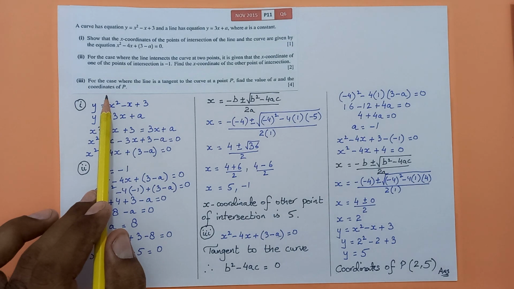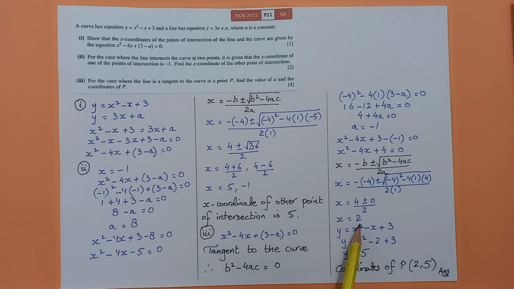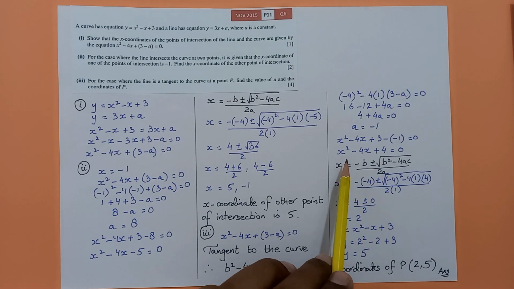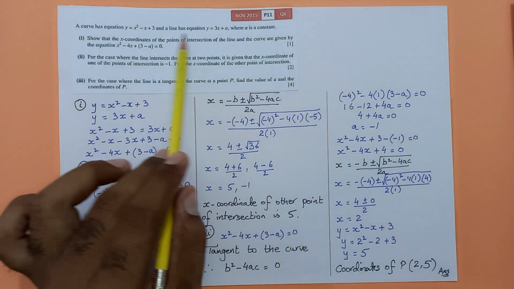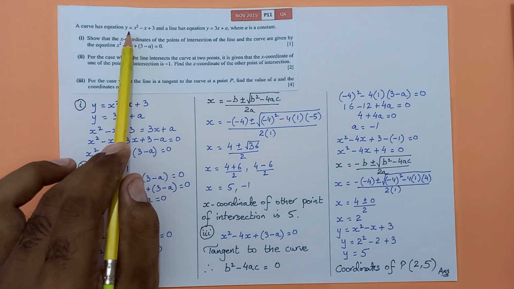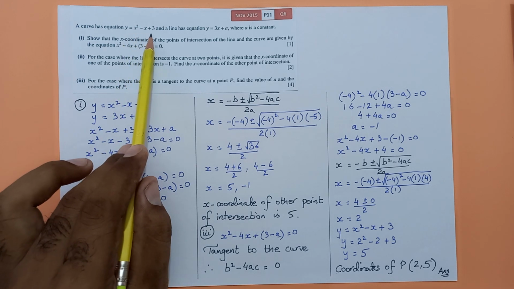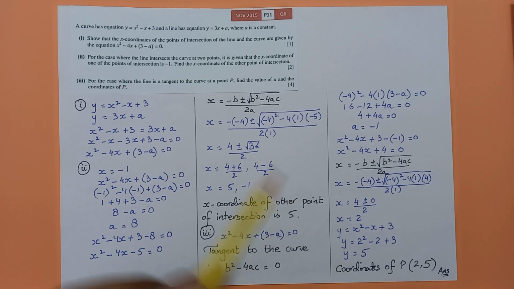Because they are asking us to find the coordinates of P, definitely we need the y coordinate also. We just found the x coordinate, so use the same equation. You can go for any equation, whether it is the equation of the line or the equation of the curve. For example, if you use the equation of the curve, y equals x squared minus x plus 3, place the value of x as 2 and get the value of y, which is 5. So (2, 5) is the coordinates of P for the third part of the question.